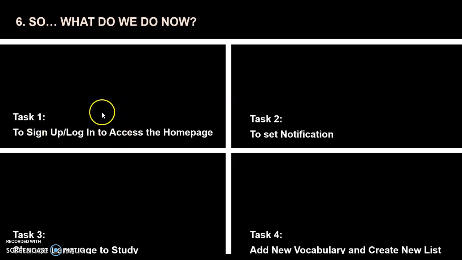Task 1 will be to sign up or log in to access the home page. And task 3 should be changing the language for the study. If you want to choose a different language, you should always be able to do it. And as you mentioned, there's setting up the reminders and adding words or expressions to the app.